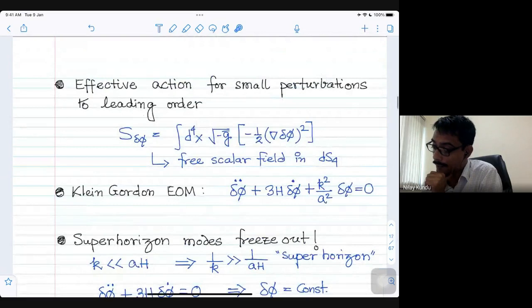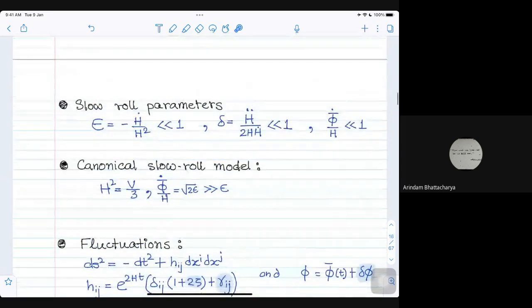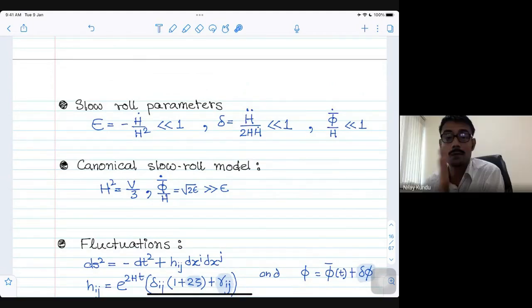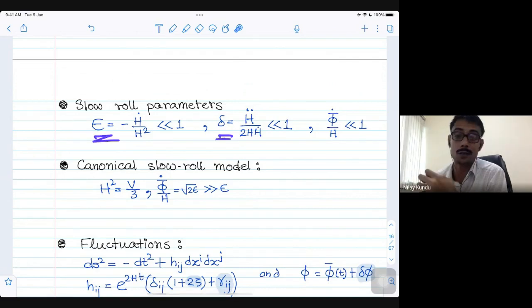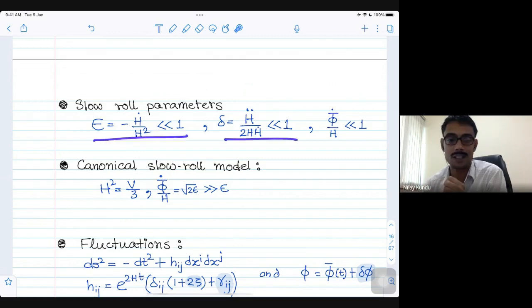Sorry, can I just ask one question? This approximation that you took, that epsilon and delta have to be much less than 1. Will this approximation still be valid when you are exiting inflation, for example? No. Actually, that's the thing. When these parameters become large, this perturbative setup will break down, and that will denote the end of inflation. We cannot apply the rules of inflation to study the universe anymore. Oh, okay. Exactly. So this is the validity condition for inflation.